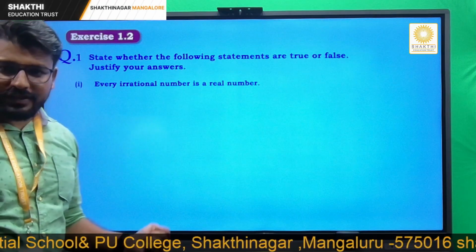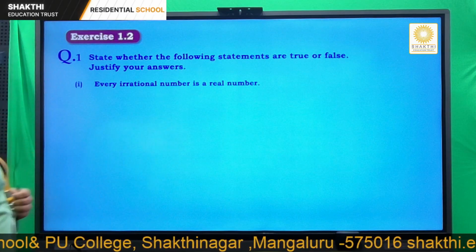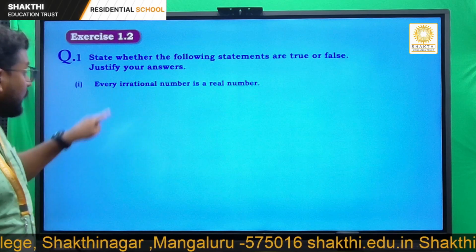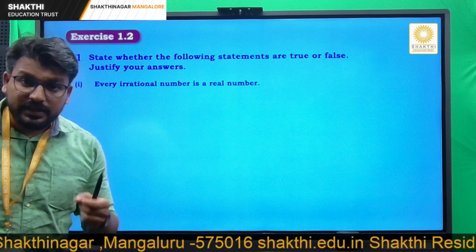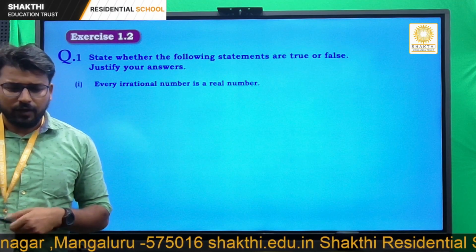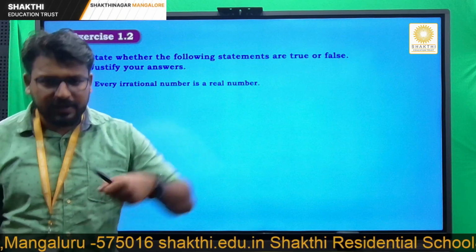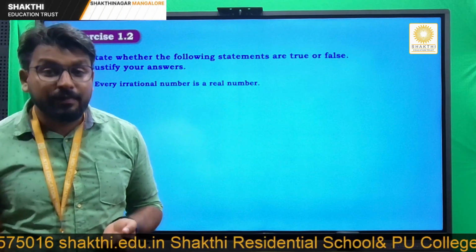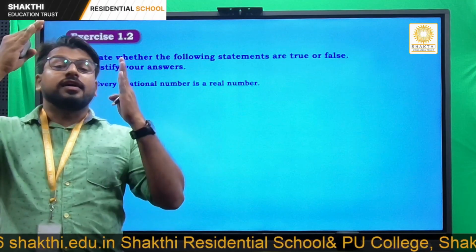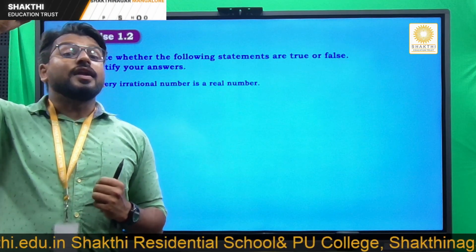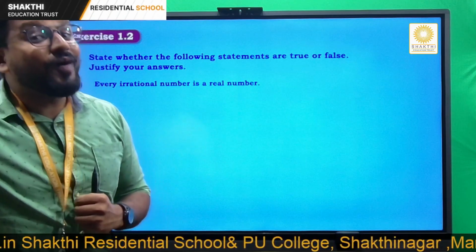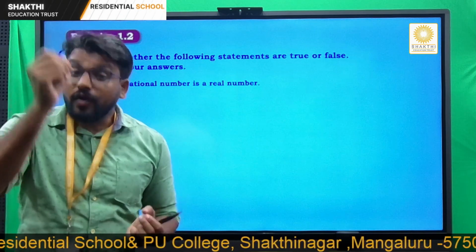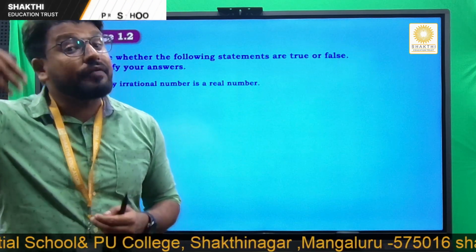Again, the same type of questions, true or false. Exercise number 1.2. From 1.2 you are doing the first question: every irrational number is a real number. First you will ask me what irrational numbers are. In the previous video we have seen what an irrational number is: the numbers which cannot be written in the form of p by q, or else you can say the decimals which are non-terminating and non-recurring. Irrational means non-terminating and non-recurring.